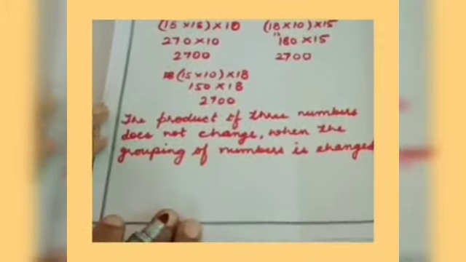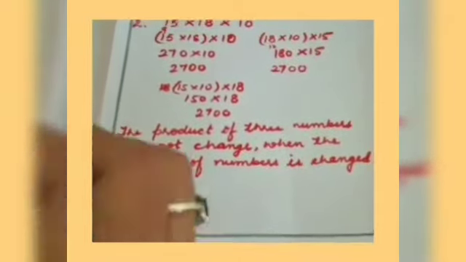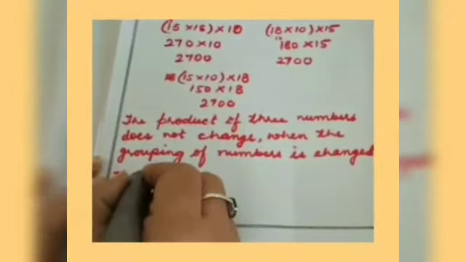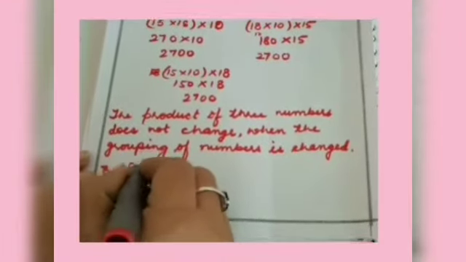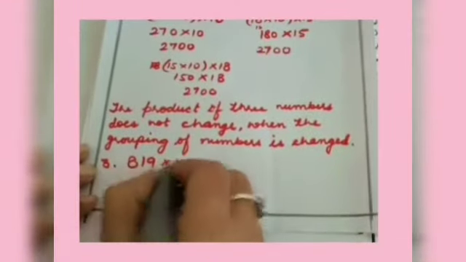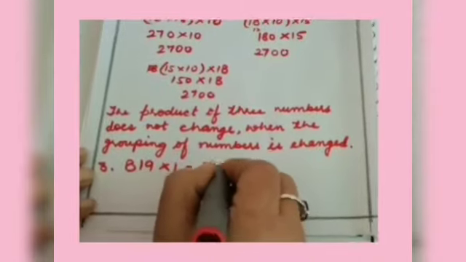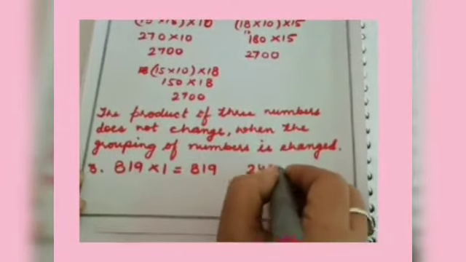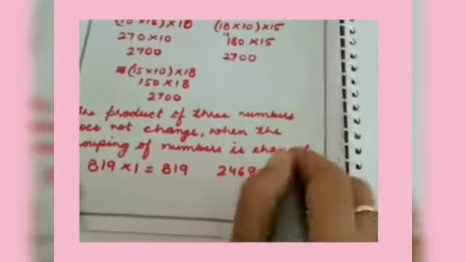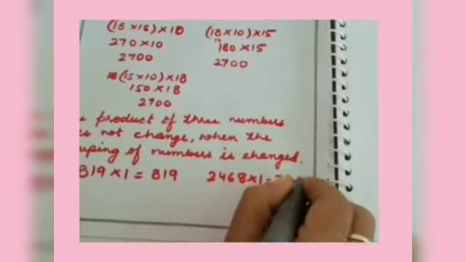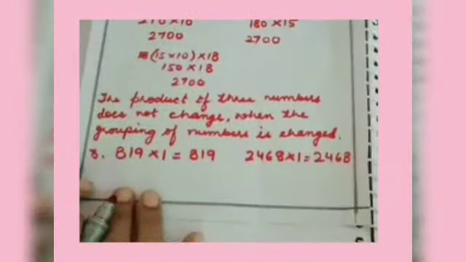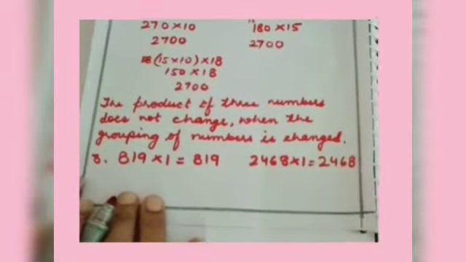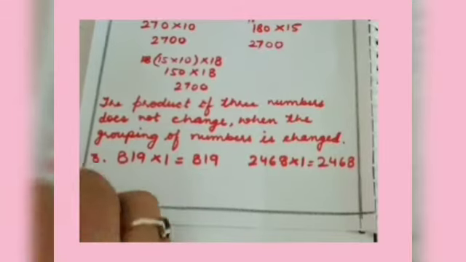Now children, coming to the third property. What will be the product if I multiply a number by 1? Suppose I multiply 819 by 1. What will be the product? The number itself. Similarly, if I multiply 2468 by 1, again the product will be 2468. Now what do you observe here? That whenever we multiply a number by 1, the product is the number itself.